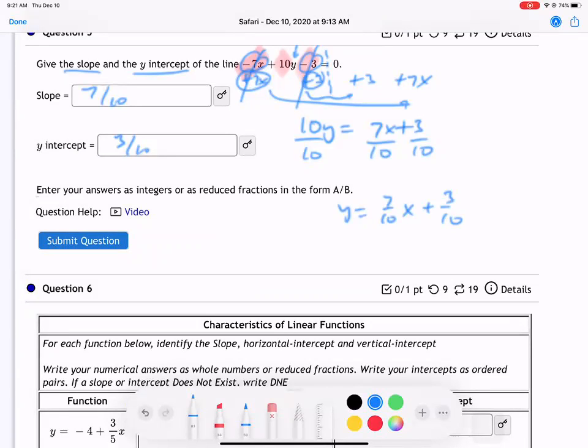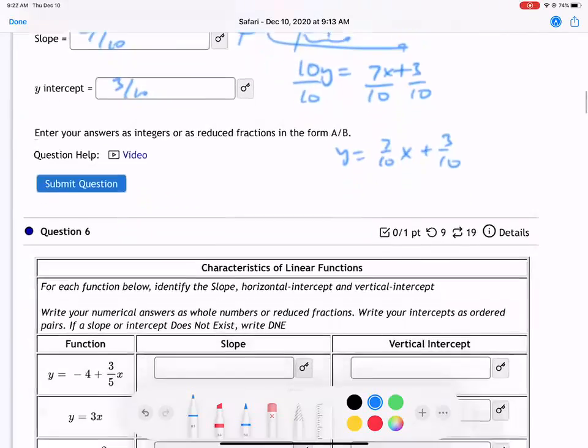If you want to try this again, you can always hit similar question, and it'll give you another question very similar to this, so you can practice it. So you are ready for the final, and you can do the final very quickly.